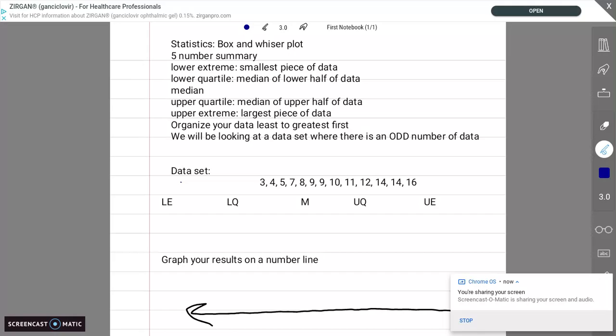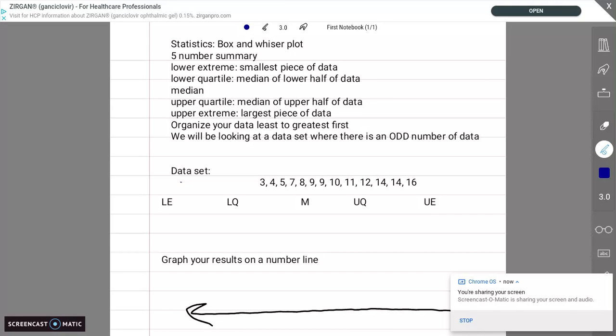The first is your lower extreme. This is your smallest piece of your data, and you also have an upper extreme, which is the largest piece of your data. You also have to find your median, which is the middle of your data, and then your lower and upper quartiles. Your lower quartile is going to be the median of the first half of the data, the lower half, and the upper quartile will be the median of the upper half.